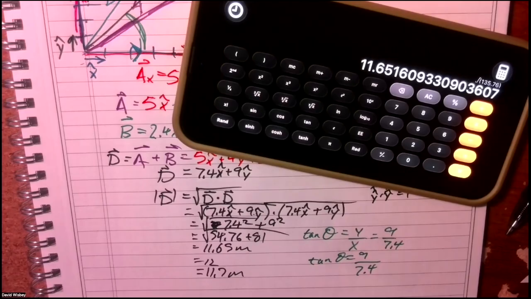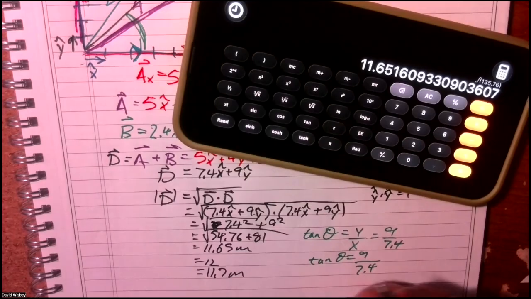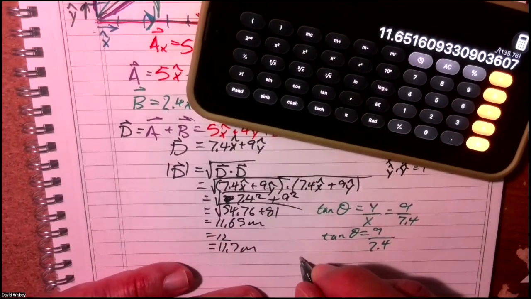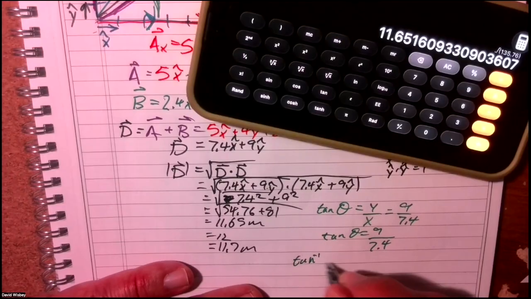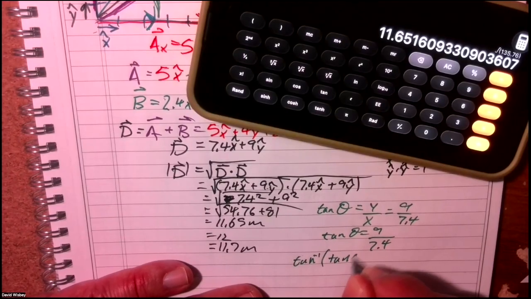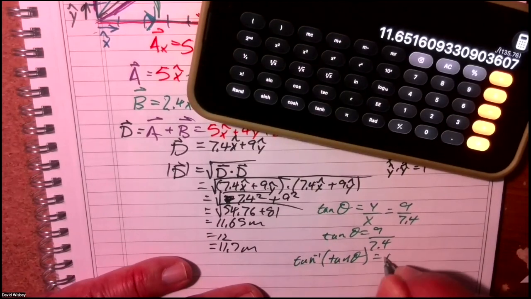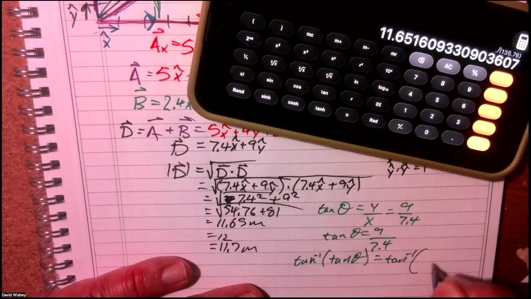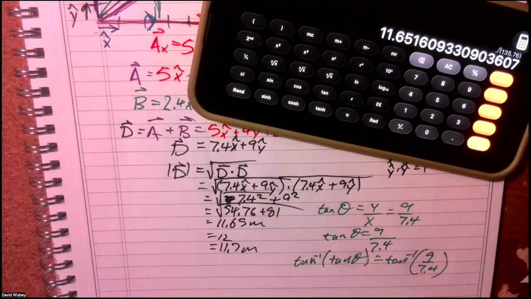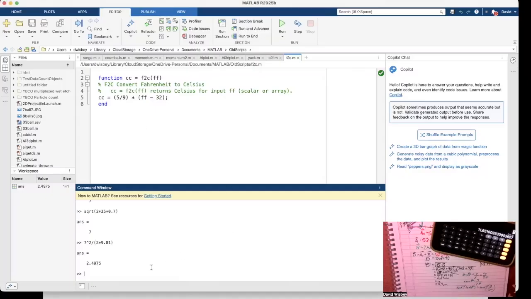Okay, I'm gonna take the arctangent on both sides here. So I'm gonna say arctangent minus 1. That's my arctangent, it's gonna give me theta. And then I'm gonna have arctangent of 9 over 7.4. Well, I can't do it on my phone, which is terribly disappointing every time I am reminded of Apple's failure.